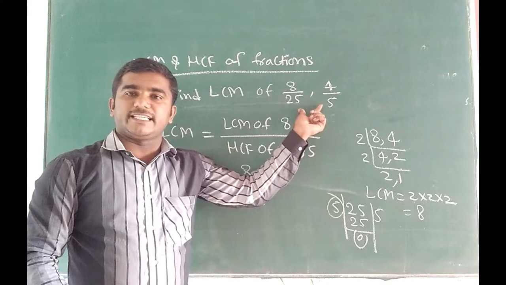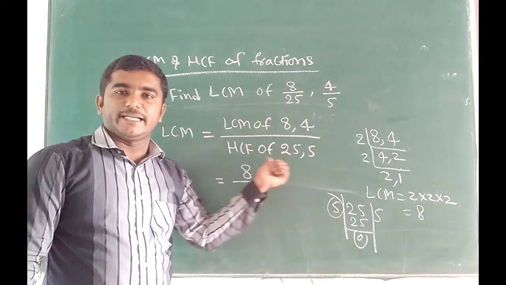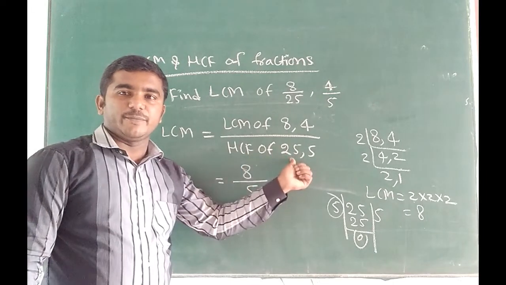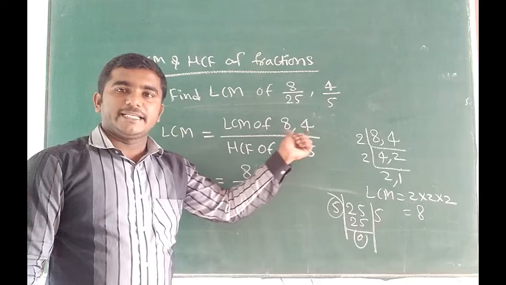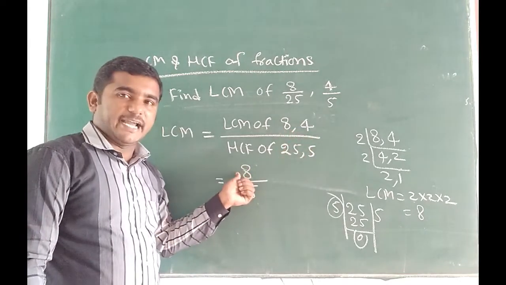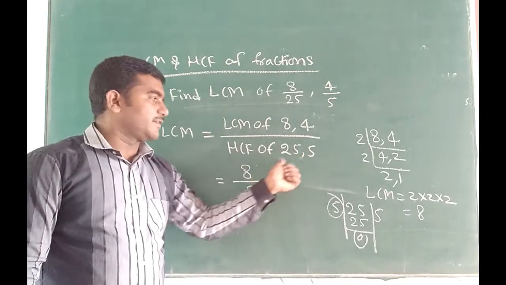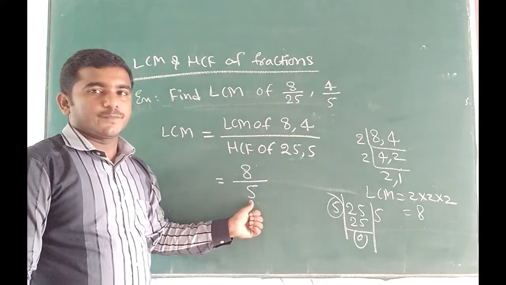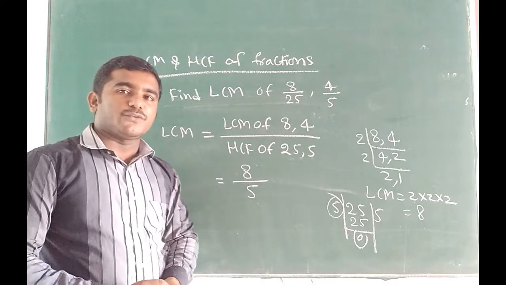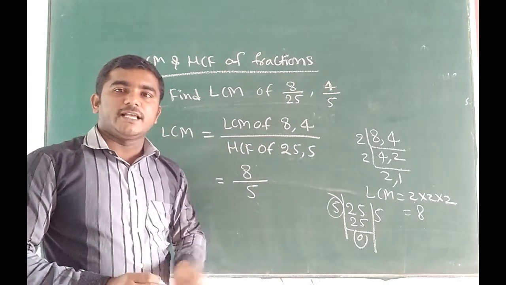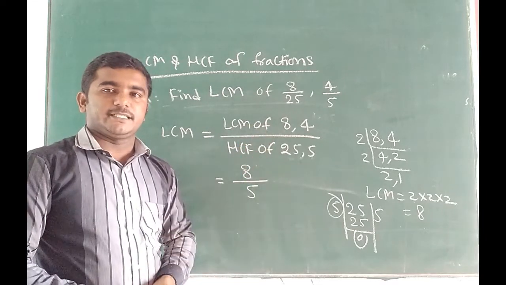The question is to find the LCM of the fractions 8 by 25 comma 4 by 5. How can you find the LCM? LCM of numerators by HCF of denominators. First find the LCM of the numerators 8 comma 4. The LCM of 8 and 4 is 8. The denominators are 25 and 5. The HCF of 25 and 5 is 5. So the answer is 8 by 5. Is it clear how to find the LCM of fractions? LCM of numerators by HCF of denominators.